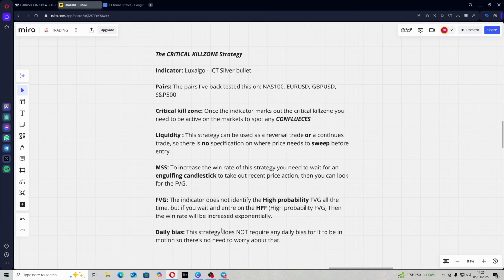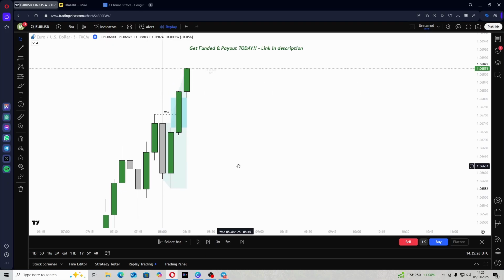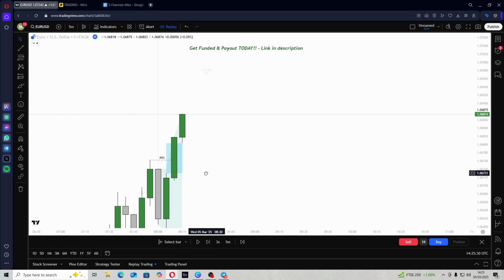Now, the FVG, the indicator does not identify the high probability fair value gaps all the time, but if you wait for the entry on the high probability fair value gap, then the win rate will be increased exponentially, okay? Also, this strategy does not require any daily bias for it to be in motion, so there's no need to worry about that. So if I play price forward one more time, we're going to actually get our fair value gap, which overlaps with the market structure shift so well, and it just gives us that edge right here.